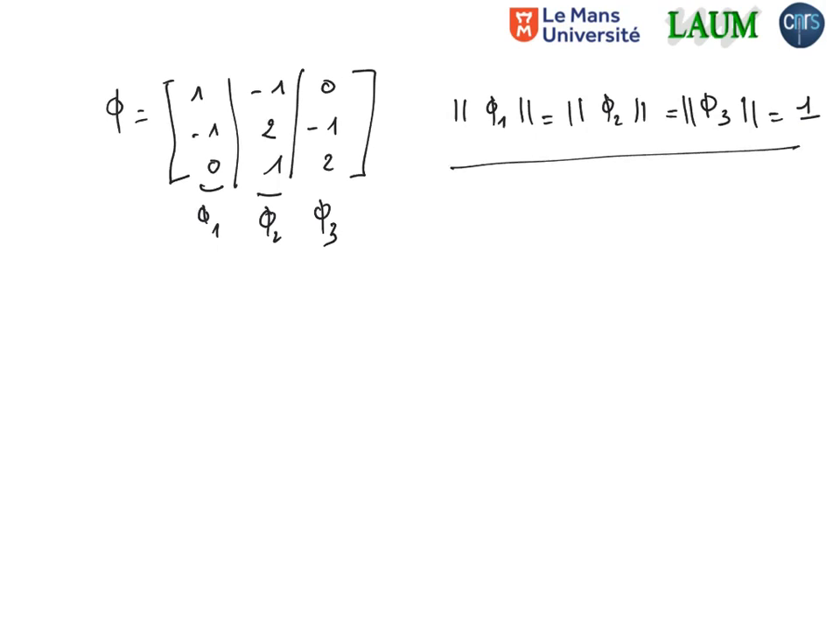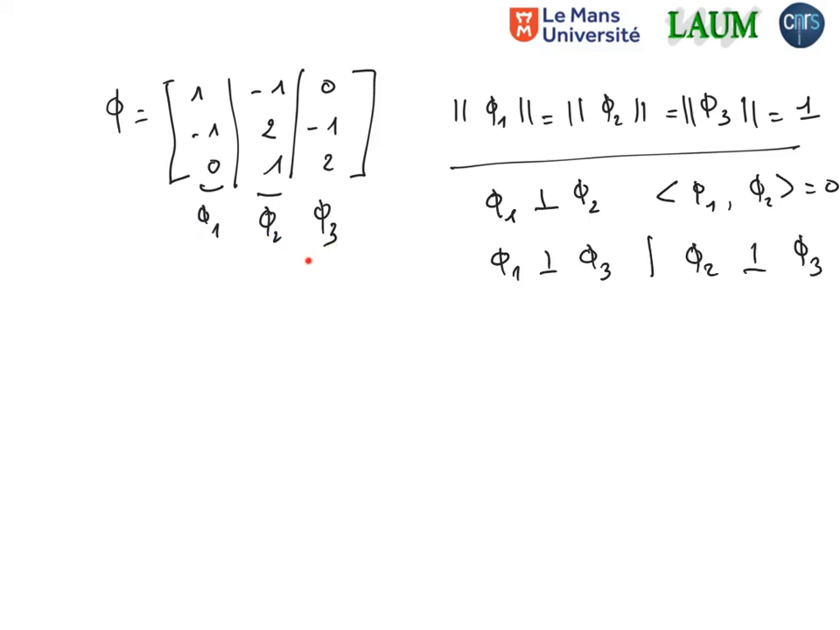And the second property for a matrix to be orthogonal is that phi1 is orthogonal to phi2, which means that the inner product of phi1 and phi2 is equal to 0. And the same, phi1 is orthogonal to phi3 and phi2 is orthogonal to phi3. So all the vectors are mutually orthogonal. If I take two vectors, they are orthogonal, and each vector has a norm of 1. So this matrix is clearly not orthogonal for several reasons.